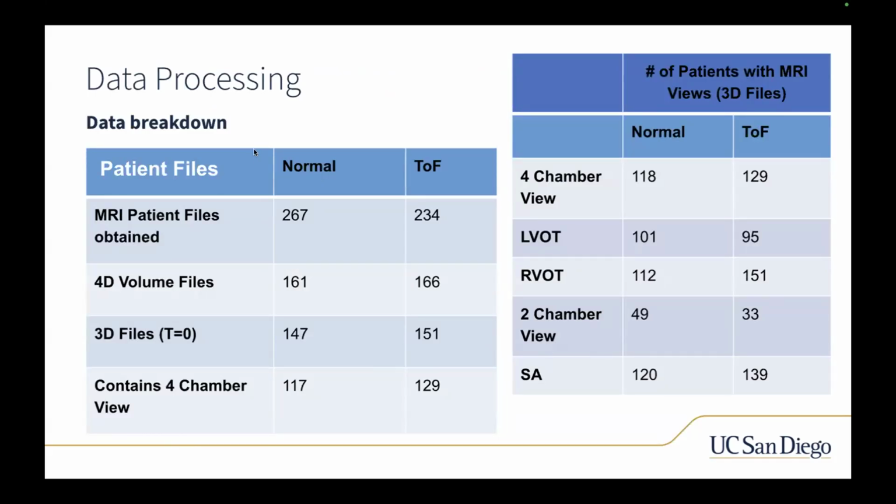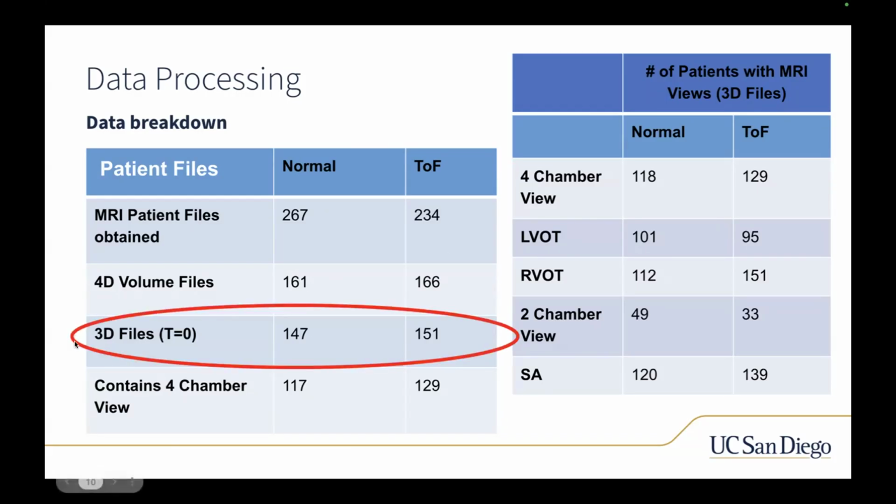We originally had 265 normal and 234 CHD patients. Once we found how many of these could be created into volume files and had enough data for that, it went down by about 100 on each side, and our 3D files went down by a couple more. That's just having enough data to create these t=0 volumes.